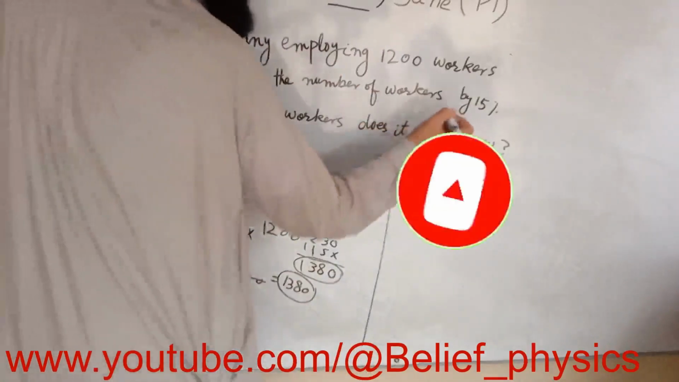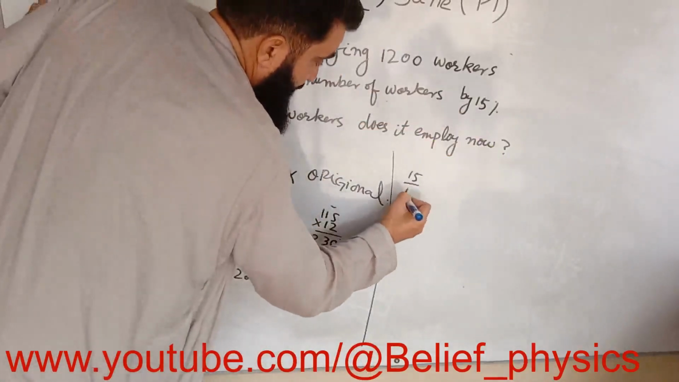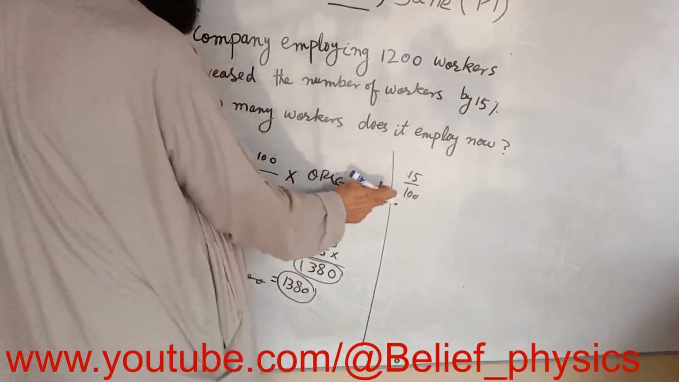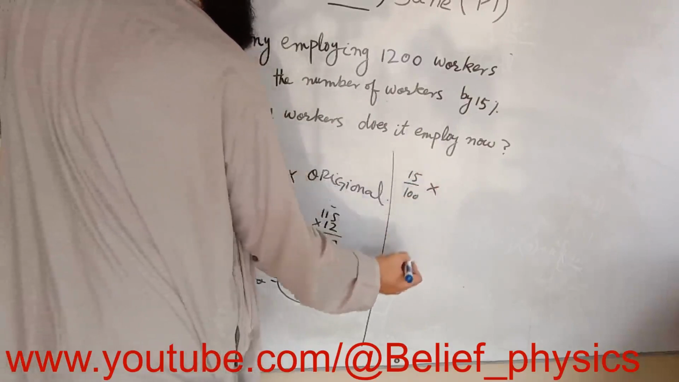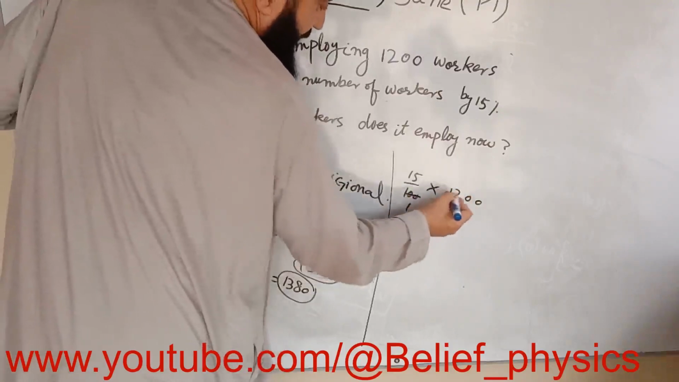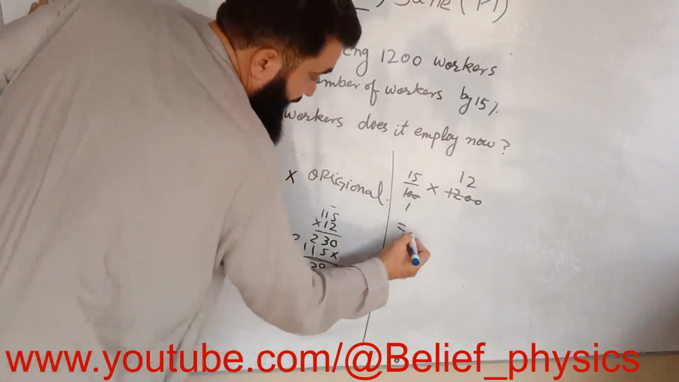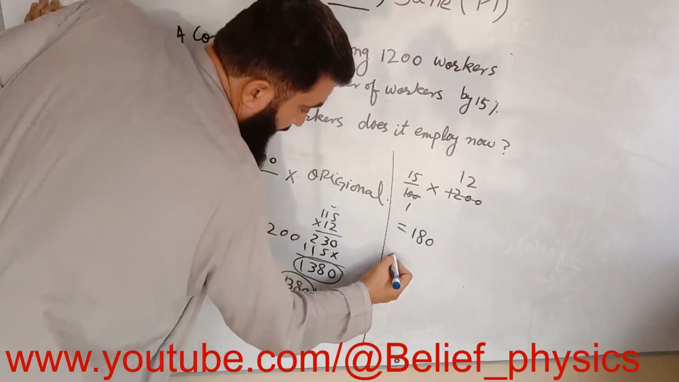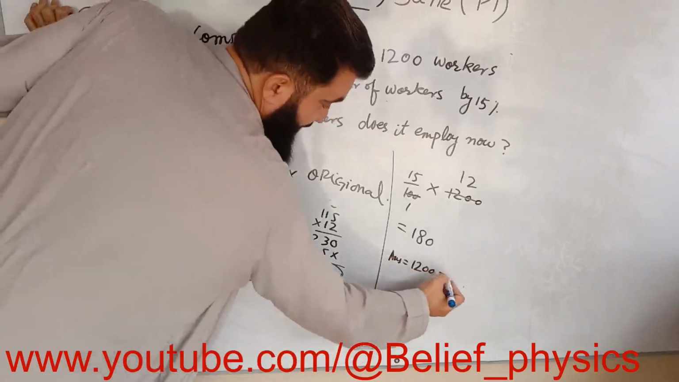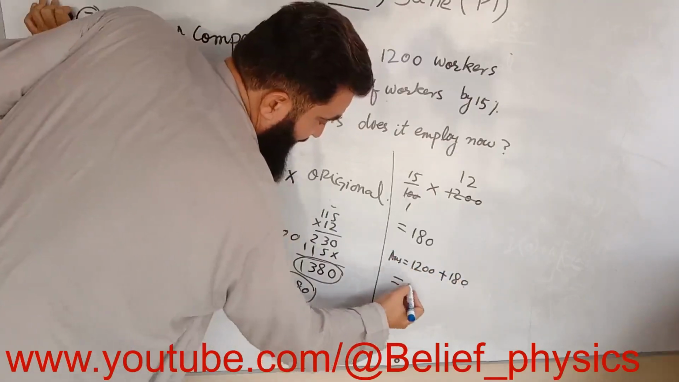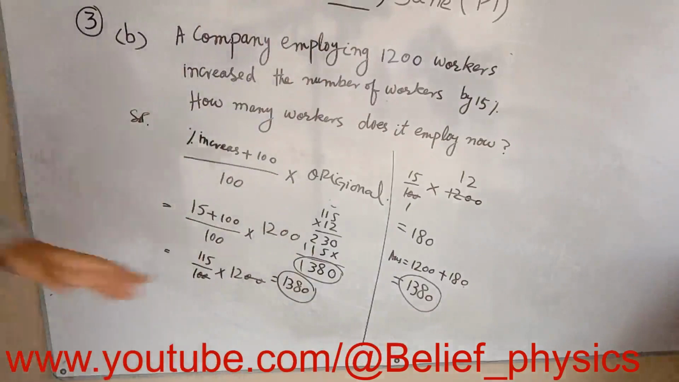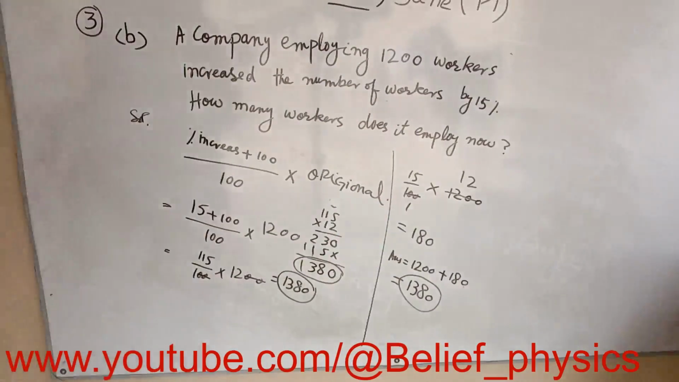The second method is a little bit lengthy, but it is easier. First we find the increase. The increase is 15%. 15% means 15 over 100. Of means multiplied. 15% of 1200 is calculated: 100 ones are 100, 12 into 15 is 180. So the total number of employees is the original 1200 plus the increase of 180. So 1200 plus 180 is 1380. Both methods give the same answer, and both methods are correct.